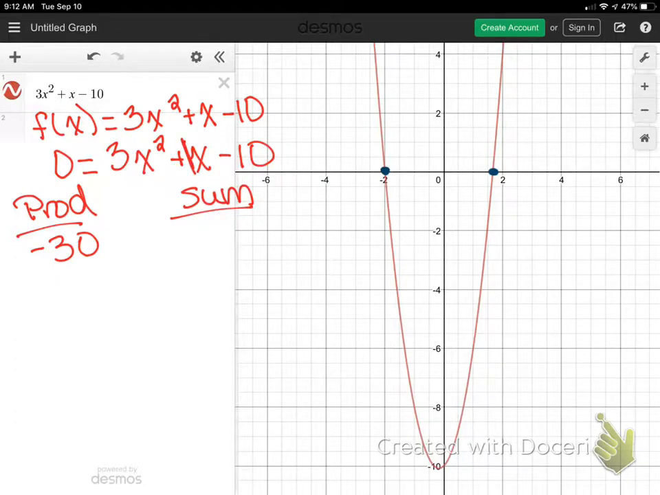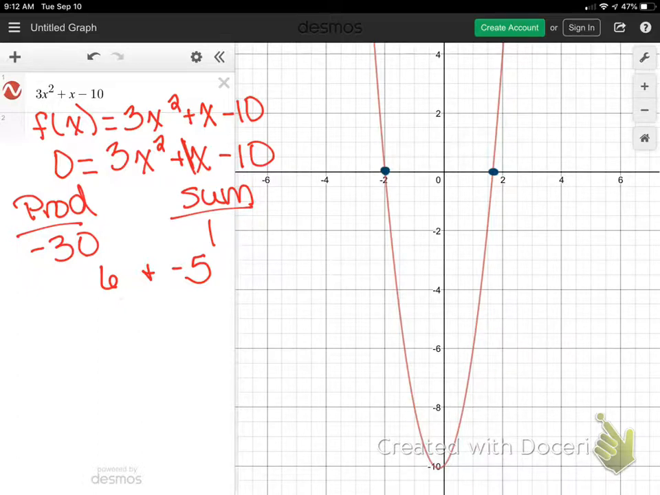Positive 1. It's what's in front of the x. Good. I heard several people say it. Good job. What are my two numbers? Good. And the reason my two numbers are positive 6 and negative 5 is 6 times negative 5 gives me negative 30. 6 plus negative 5 gives me positive 1. Those are my two numbers.